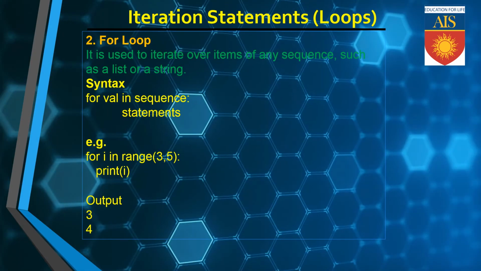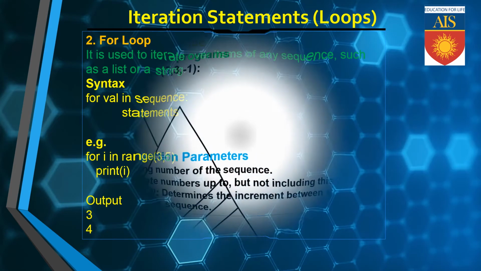The next option is what, that is the for loop. It is used to iterate over items of any sequence, such as a list or a string. Here you can see the syntax. For val in sequence statement, example: for i in range 3, 5, then print i. So within 3 to 5 it will print. So first it will print 3 and then it will print 4. So one by one value it will print up to that range.